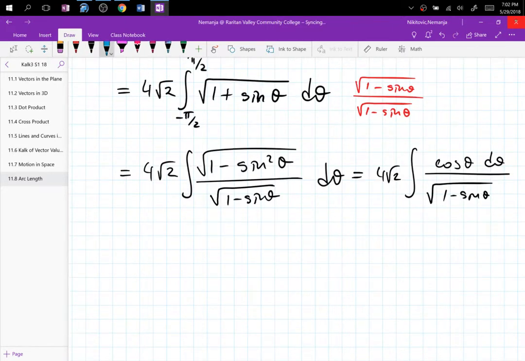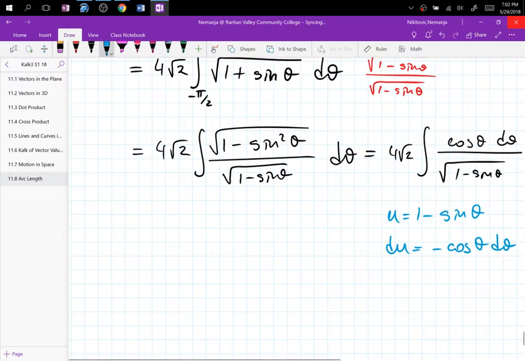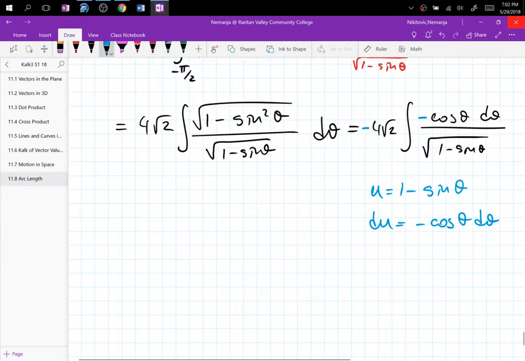All right, now u is equal to 1 minus sine theta. du is equal to negative cosine theta d theta. I don't have a negative, so I have to fix that. I plug in a negative out of nowhere, and then I balance it on the other side of the integral. Oh, for root 2 first, negative 4 root 2. And now I have to compute the limits.